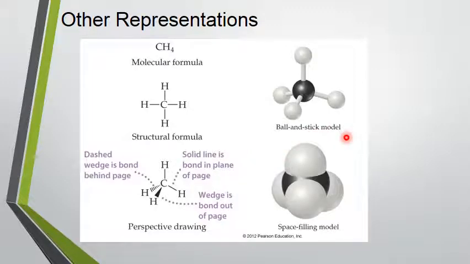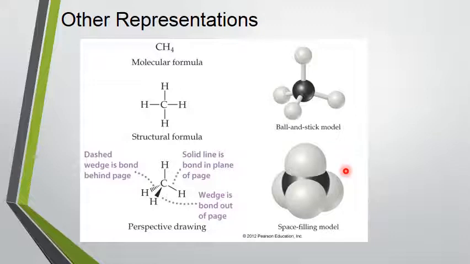Then we have our ball and stick model. This is kind of the next step. It's taking that perspective drawing and actually bringing it out into a 3D image. So it's showing our spheres here for each of our atoms, and these sticks are just representing the bonds and how they're sharing their electrons. Okay? This is what it looks like when we use our molecule kits to create our molecules.